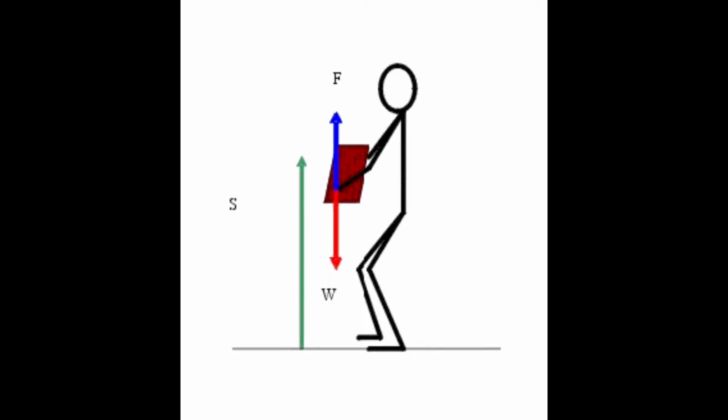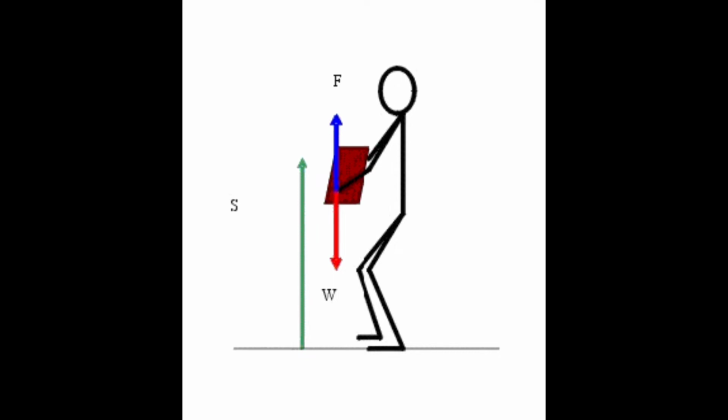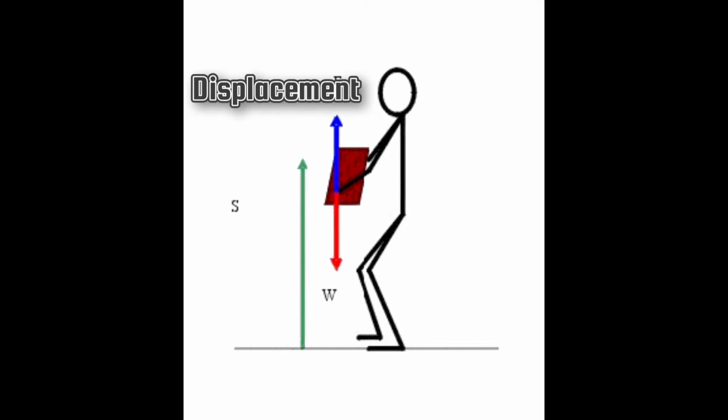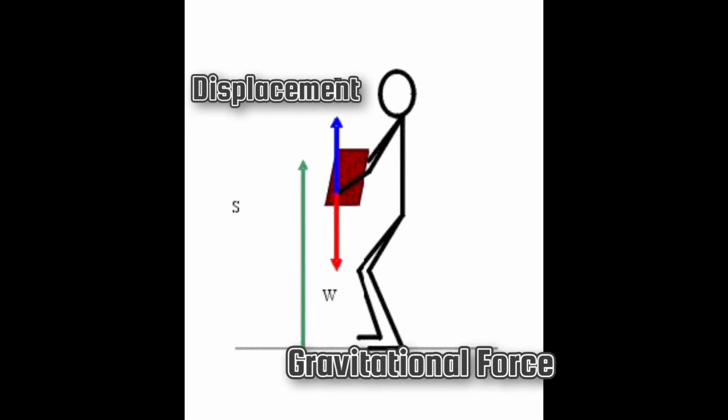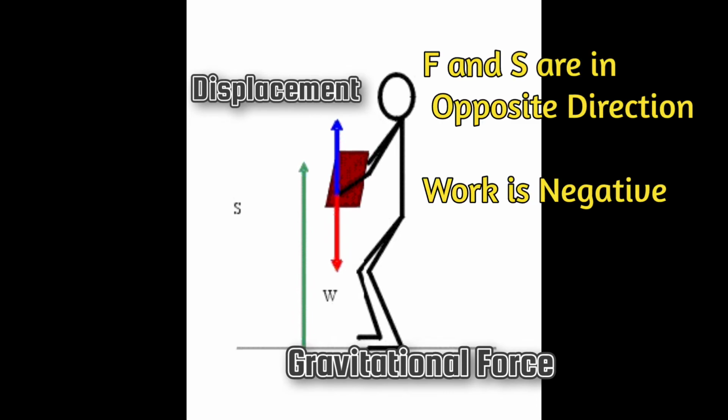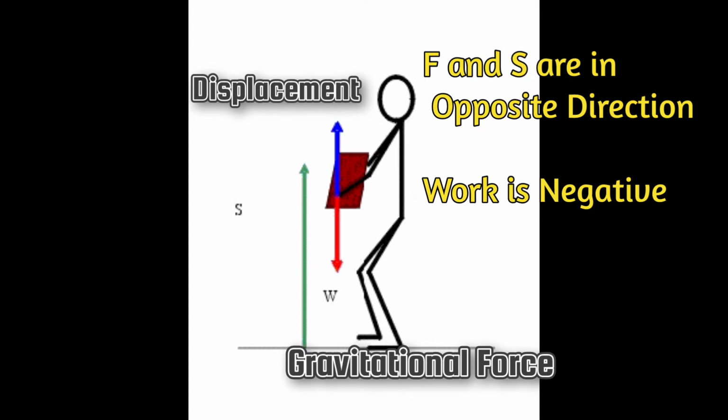Okay friends, now work can also be negative. Now let us understand how work can be negative. Let's take an example. This man throws the box up. So when the box goes up, that is the upward displacement. Now what is happening down? The gravitational force is pulling the box down, due to which the box comes down. So when displacement and force act in opposite directions, the work is said to be negative. And over here, when the man throws the box up, the displacement is up and the gravitational force is pulling it down. So it is opposite.